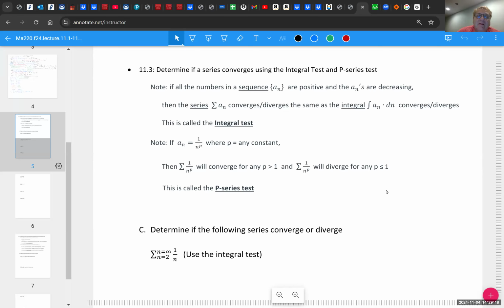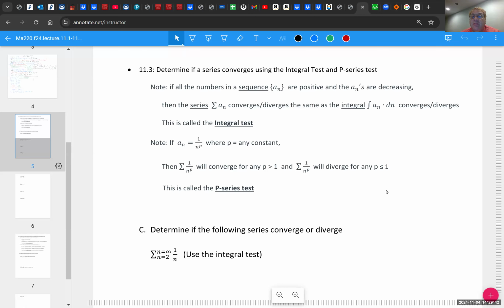Hello there. I'm going to be showing you in the section 11.3 video a couple of new convergence tests for series called the integral test and the p-series test. So I'll be showing you how to determine if a series converges using those two tests, and also keeping in mind that we have learned the divergence test as well as the geometric test.